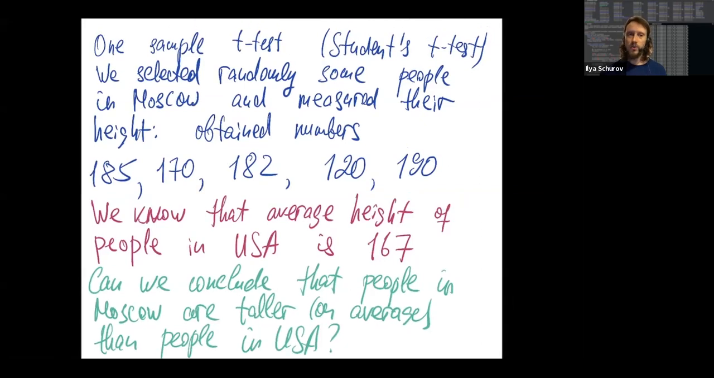So how would you answer this question? I have this data, and you have a kind of reference value, this number 167. And you want to answer, is it true that these data allow us to conclude that people in Moscow are taller than people in the United States? So what is your first step here?